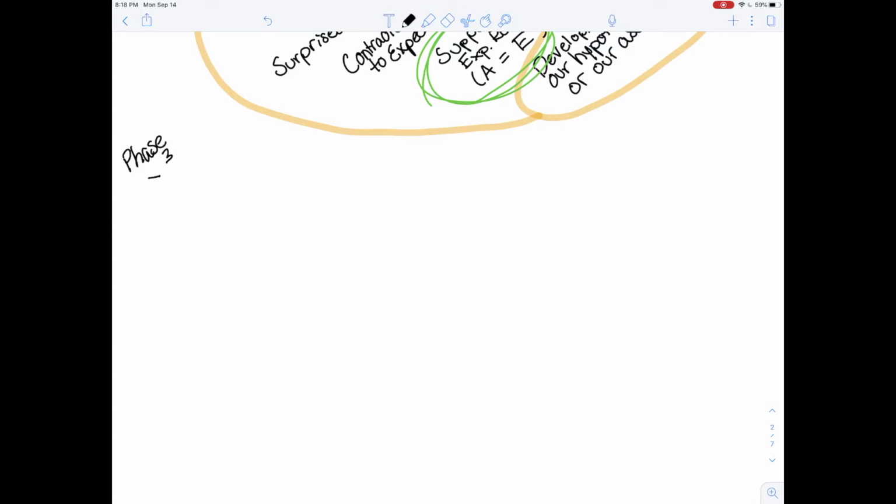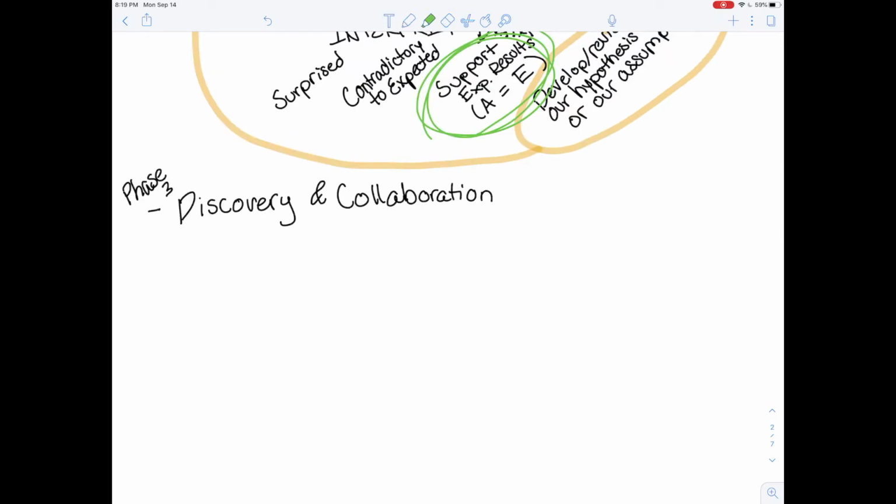And now we have our discovery. I'm going to actually write discovery and collaboration, since you'll find out with this mini project that science cannot be done alone. And with this phase, we get supported results. We may see some benefits of the conclusions we make.